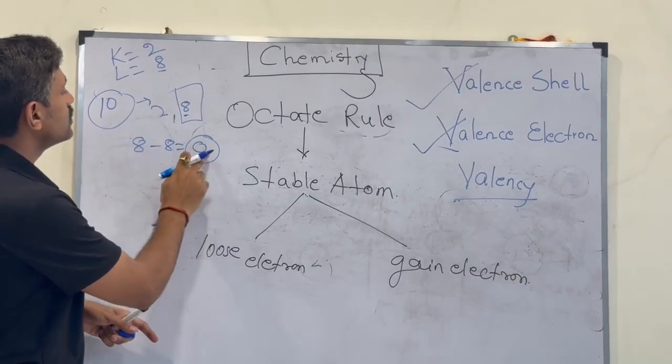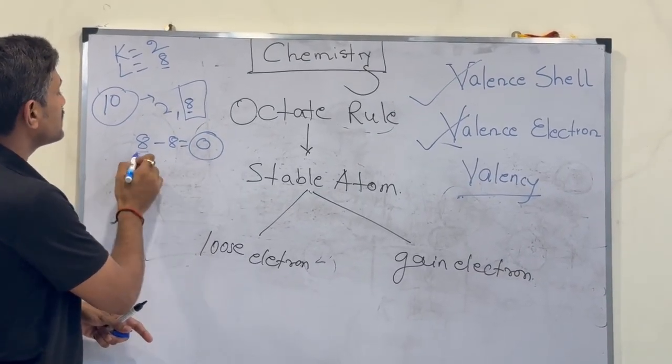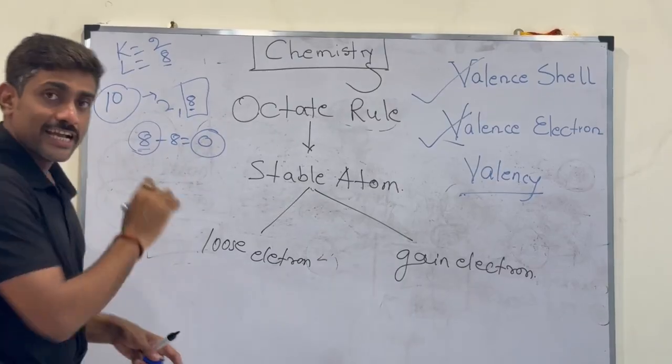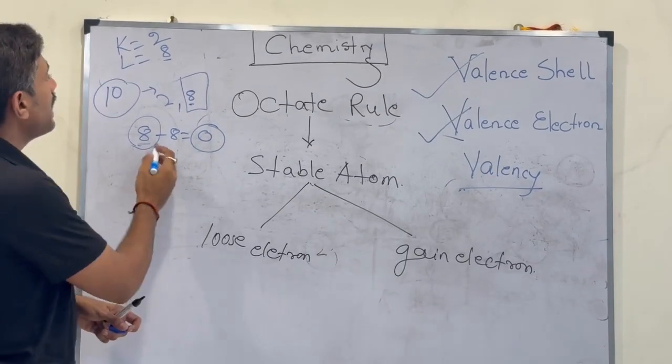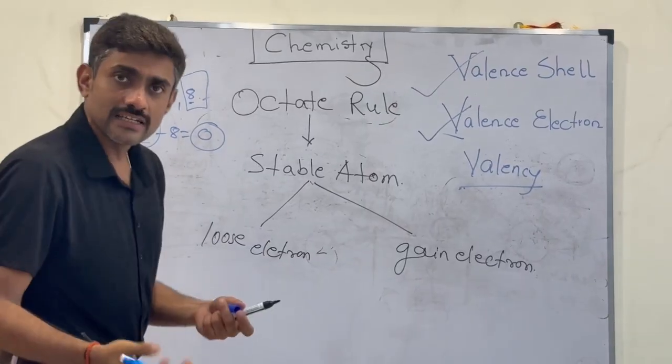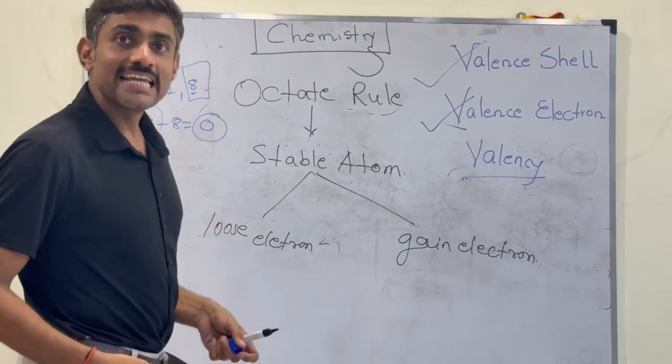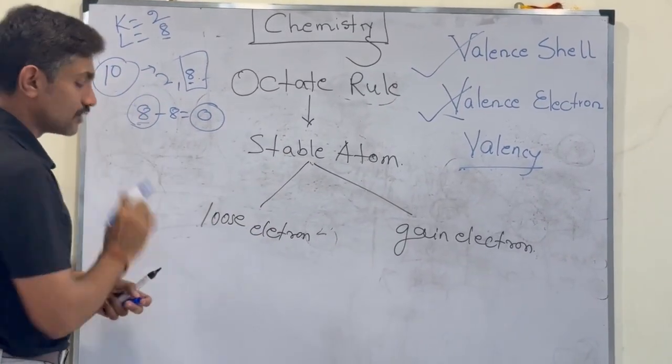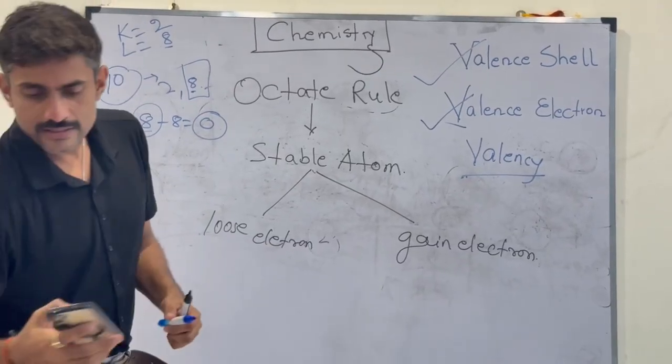So 8 minus 8 equals 0. Why did I say 8 minus 8? Because the maximum I can accumulate is 8 in order to stabilize the atom, and I have only 8. So I'm neither losing nor gaining any electron. The valency is 0. Now let's talk about the next one.